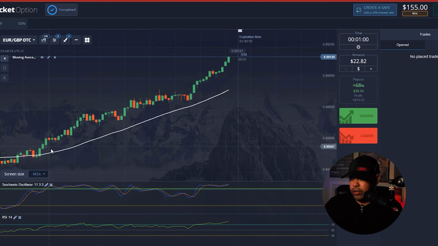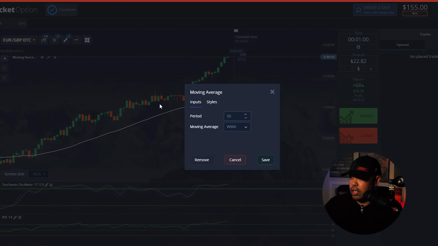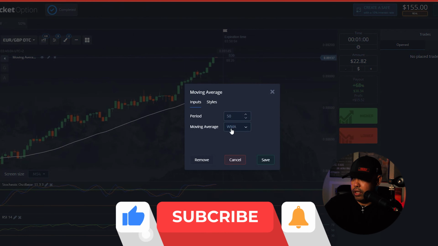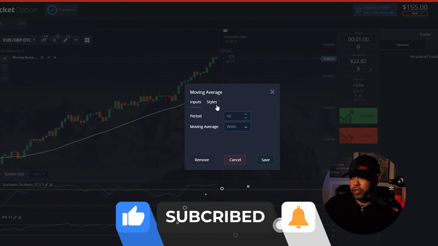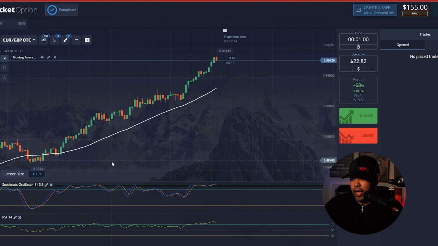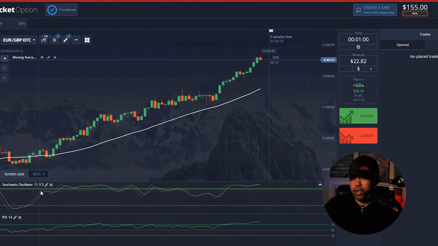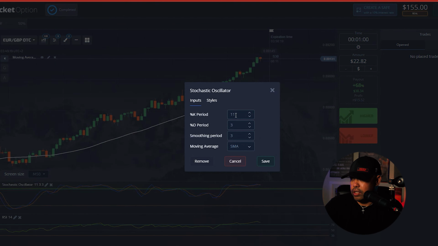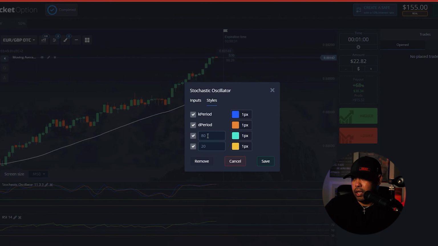We have three indicators. We have the moving average. It is set at 50 and WMA, or weighted moving average. The style, I just keep it white, 2 pixels so I can see it, but you can change any color you want. And then my trusty old stochastic oscillator with a little bit of change in the settings, with an 11 for the K period, 3 for the D period, 3 for the smoothing period, and we'll keep this SMA, simple moving average. Styles, I don't really touch except make sure that it says 80-20 here.